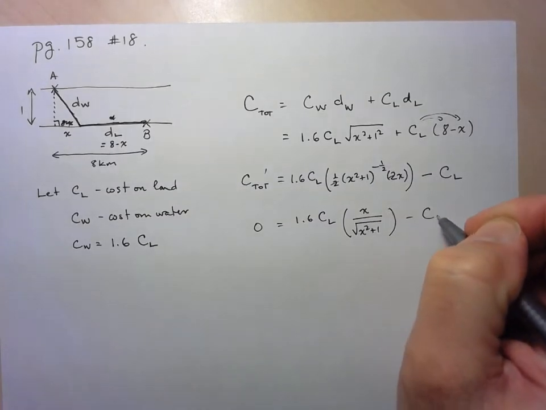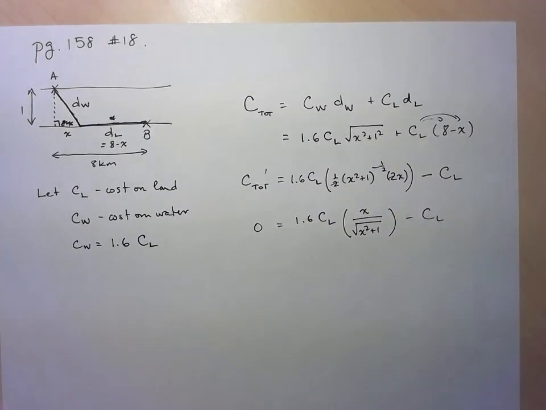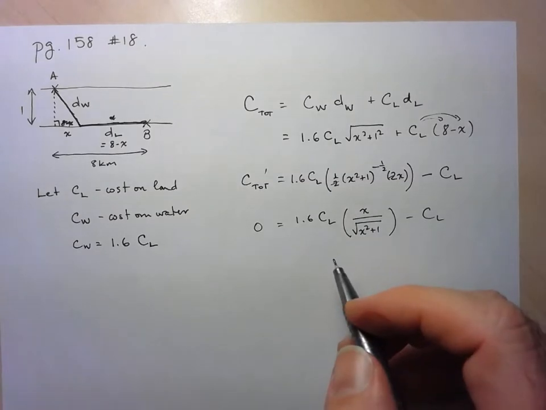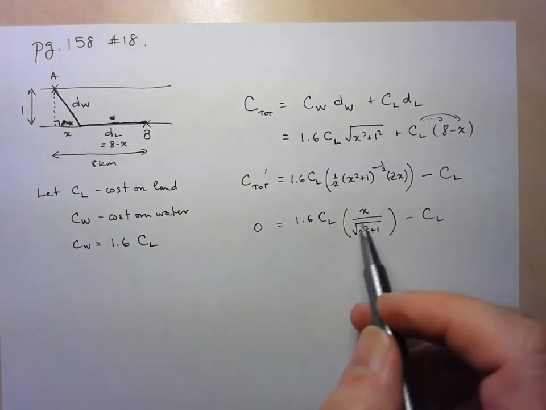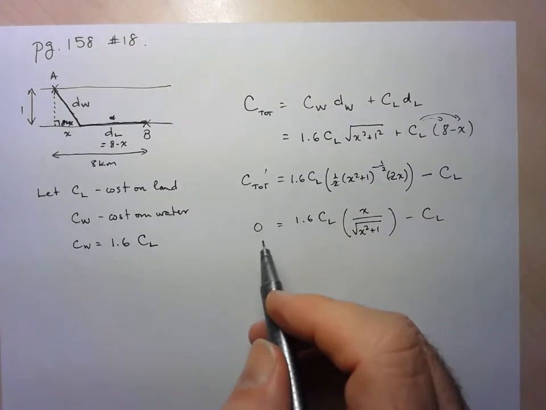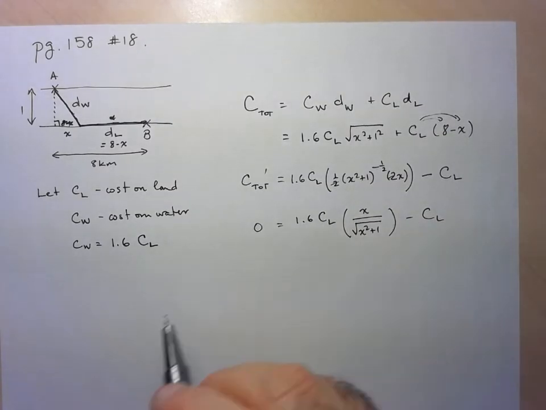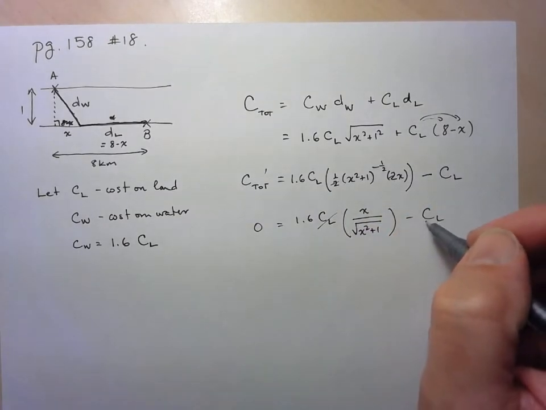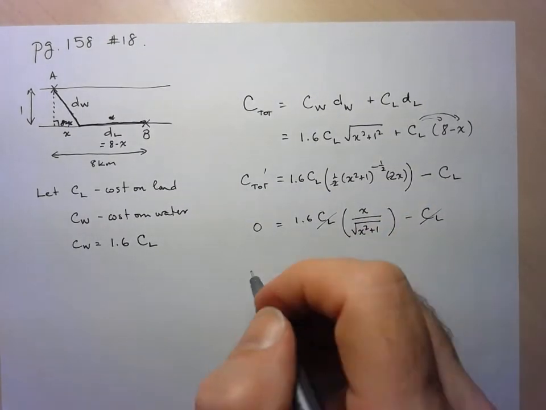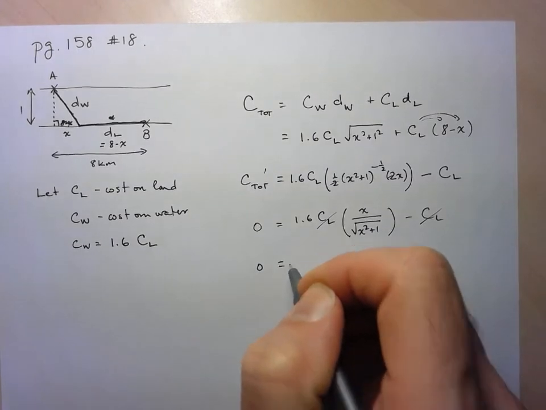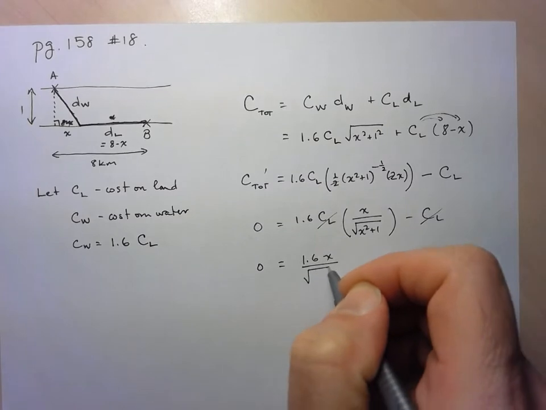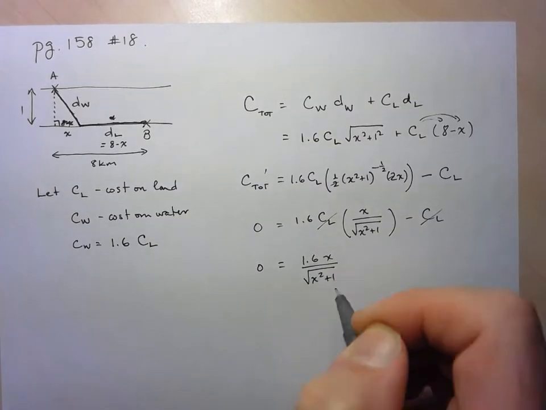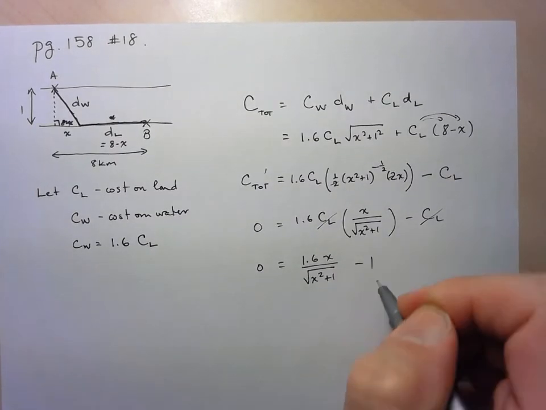Minus CL. Now, this is where we're going to prove that we didn't actually need to know the cost of the pipeline on land, because now I can just divide CL to both sides of the equation. It'll cancel out in this first term and cancel out in this second term. So what I'm left with now is just 1.6x over the square root of x squared plus 1, minus 1.